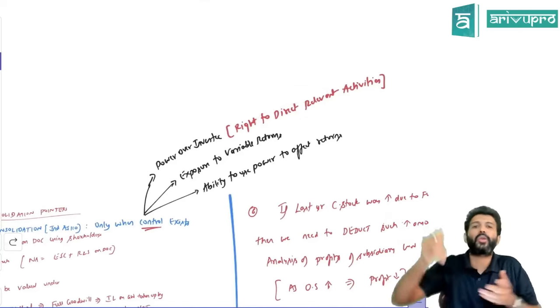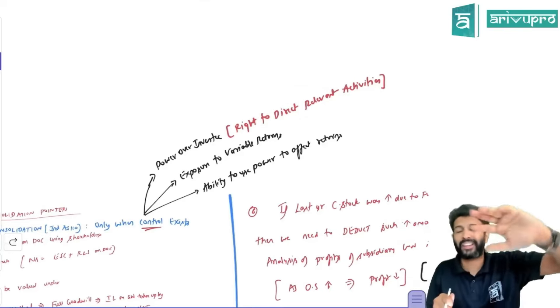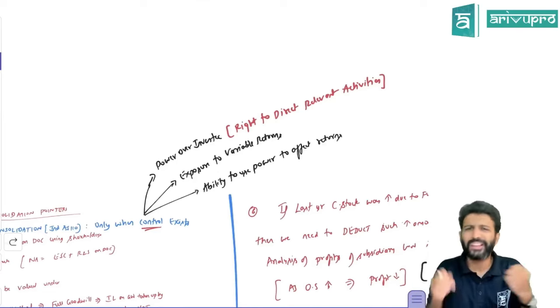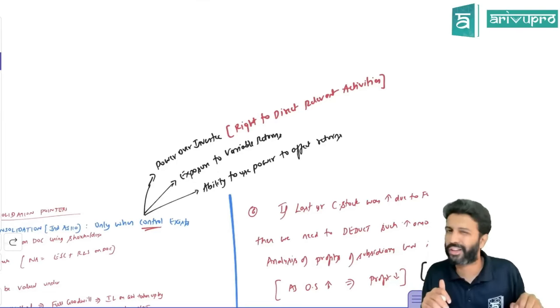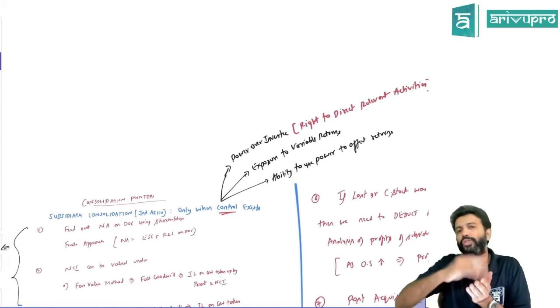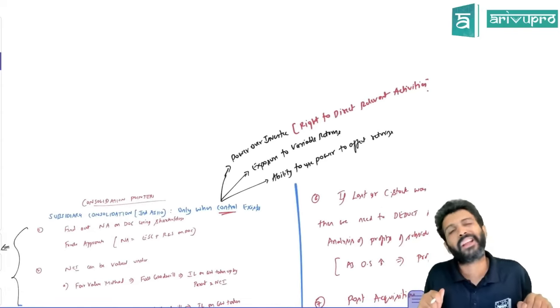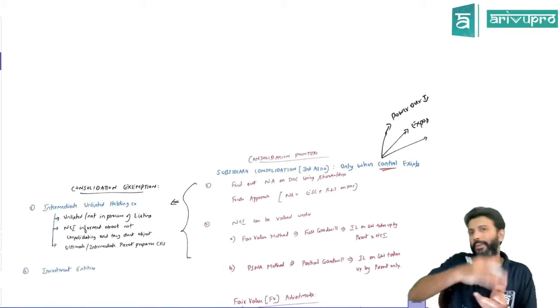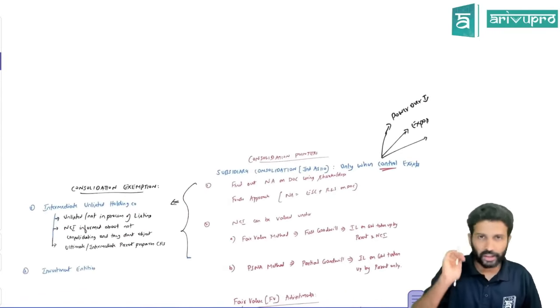If the parent can control the relevant activities, meaning the major decisions of the subsidiary, then we say the parent has control over the subsidiary company. Generally, we assume that if one company owns more than 50% voting power or equity shares of another company, you get control. But control can be established through other factors as well. All right, that is one.